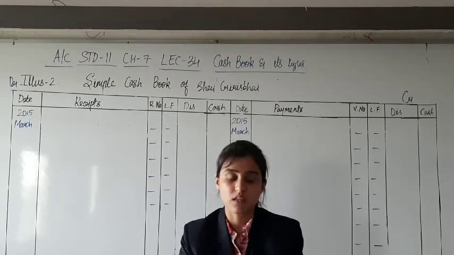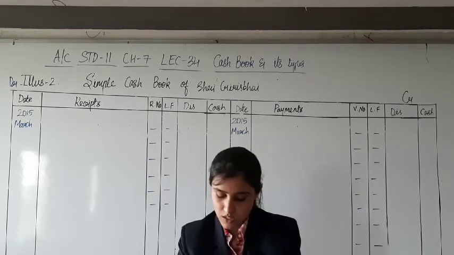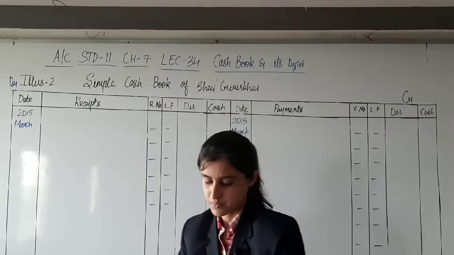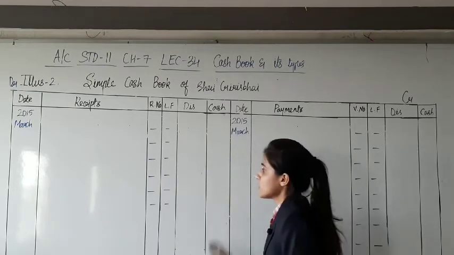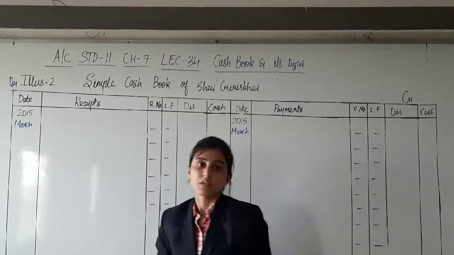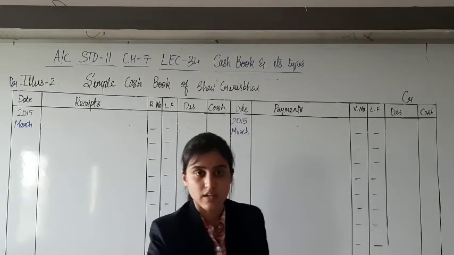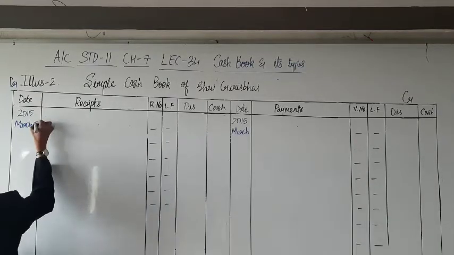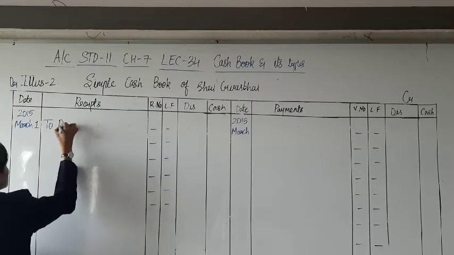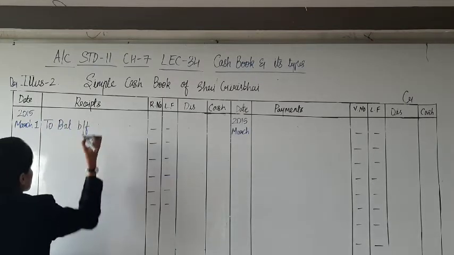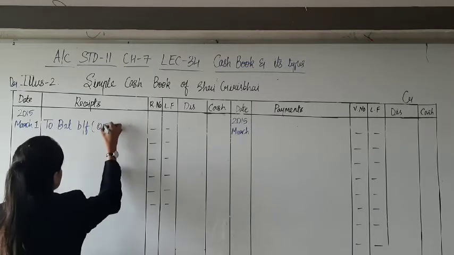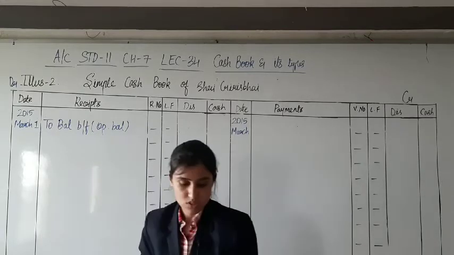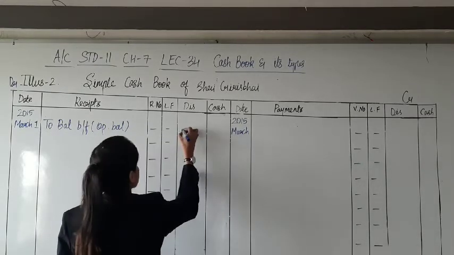Okay, let us begin then. 2015, 1st of March. Opening cash balance rupees 8,000. Opening balance of cash is to be written on debit side always, that you know. So, on debit side, 1st of March, to balance brought forward. Opening balance. How much is the opening balance? 8,000.